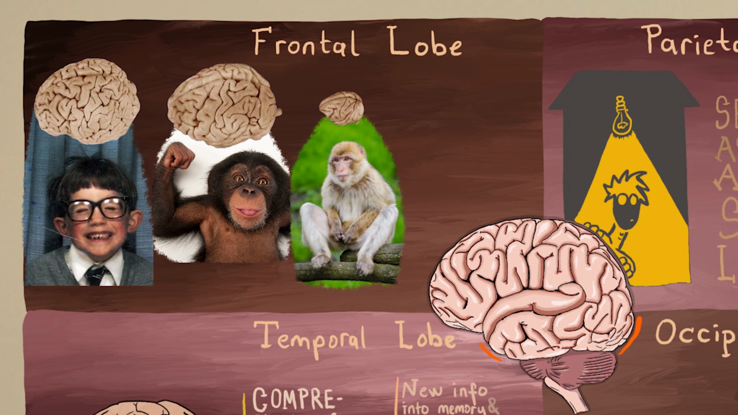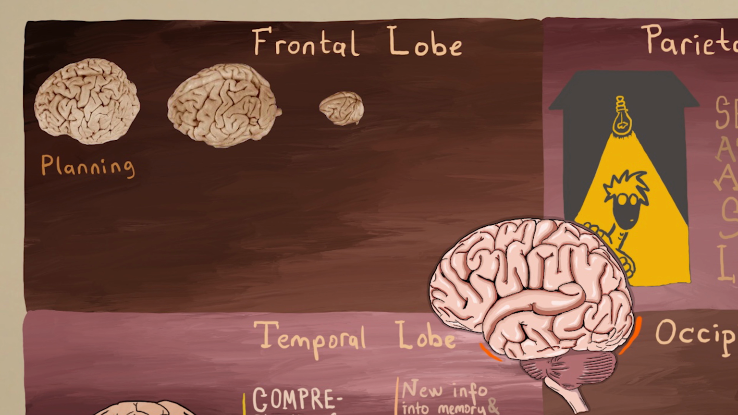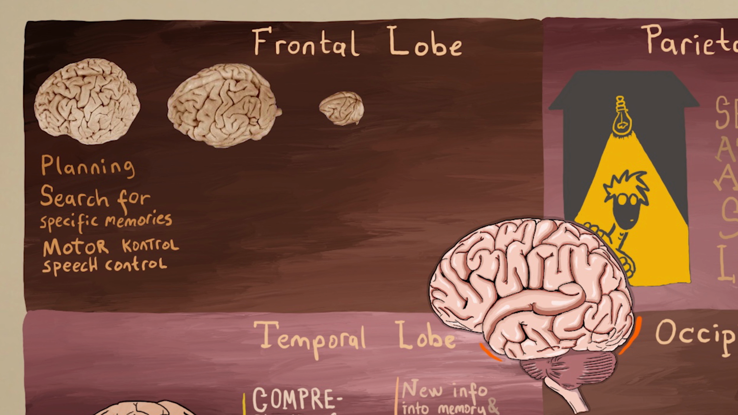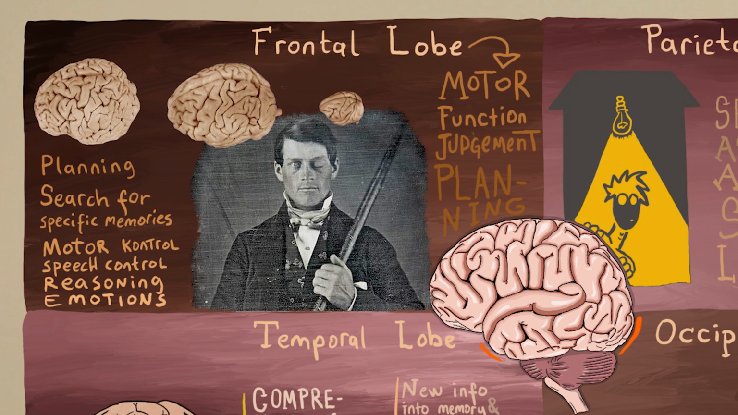The frontal lobes, located behind the forehead, are critically involved in planning, the search for specific memories, motor control through the motor cortex, speech control through Broca's area, reasoning, and emotions. Frontal lobes have either motor function or executive functions such as judgment and planning. Phineas Gage, a railroad worker from the late 19th century, is the most famous case of a patient with damage to his brain.